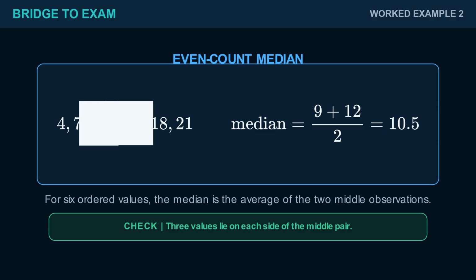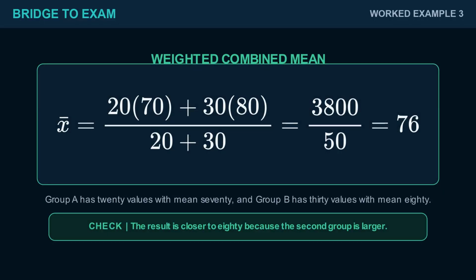Worked example 2. For 6 ordered values, the median is the average of the 2 middle observations. 9 plus 12 divided by 2 is 10.5. Check. 3 values lie on each side of the middle pair.